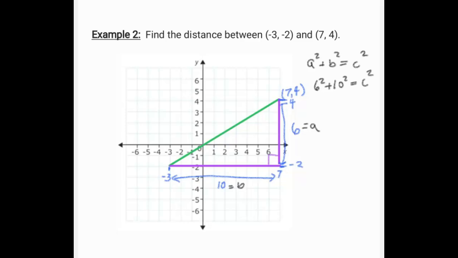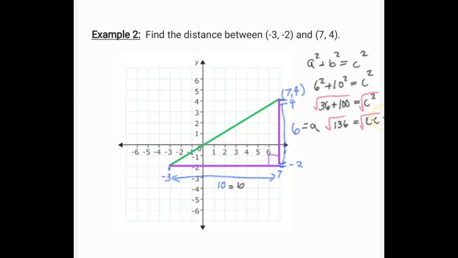Working out our exponent, 6 squared is 6 times 6, which is 36, and the number 10 squared will give us 100 equals c squared. And if we're looking for c, we want to take the square root on both sides, so square root there, and that's going to give us 136 is equal to c times c. Let's work that out there, and we'll keep that under the square root.